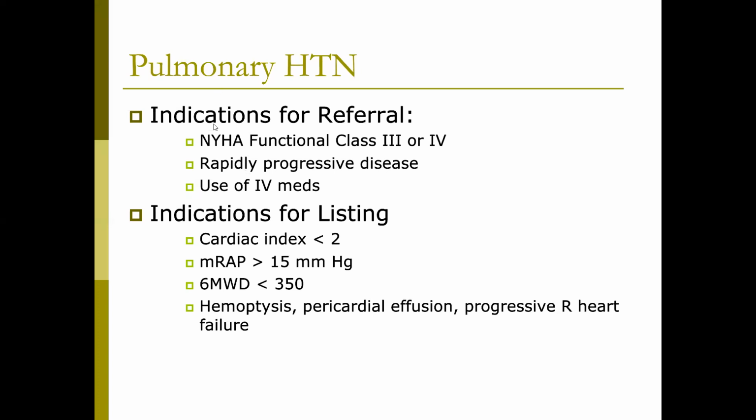So for pulmonary hypertension, New York Heart Association functional class 3 or 4, so that's pretty advanced. That's basically rapidly progressive disease or need for IV medications. You may remember that nowadays we have 3-4 different oral medications, very well tolerated, as opposed to the IV meds that we used before.